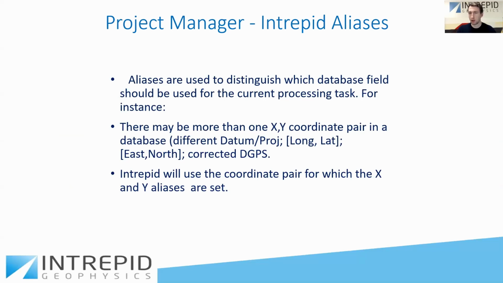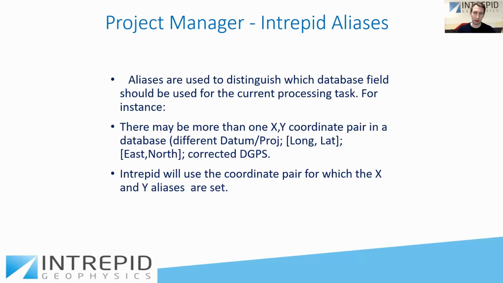So as I was saying, alias is used to distinguish which database fields should be used for the current processing task. It can be useful if you do use a projection conversion tool and change from one to another. It'll output new fields, so it won't overwrite the old ones. It'll just spit out some new ones. And then you can choose, say, which ones you want to be your X and Y coordinate pair. And that allows you to easily switch between the two just by changing the aliases for future processing, or if you need to output a new grid.